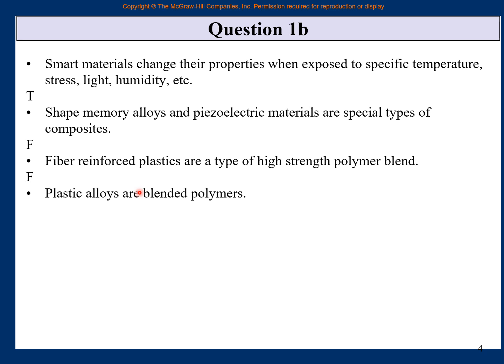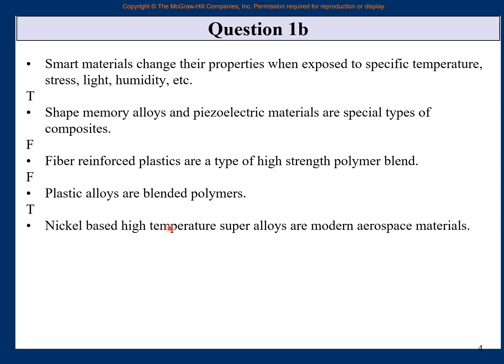Plastic alloys are blended polymers. What do you think? Yes, it is true. We told you in that place that normally we call them polymer blends or blended polymers. But just like metals, where we mix one and the other thing and it becomes an alloy, if two polymers are also mixed, they can also be called alloys. So that is also a correct name for the same thing.